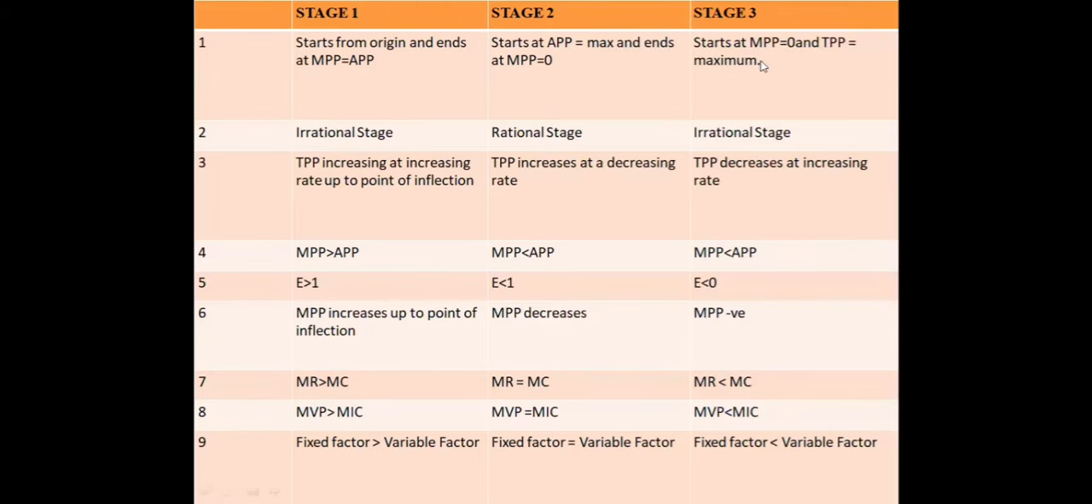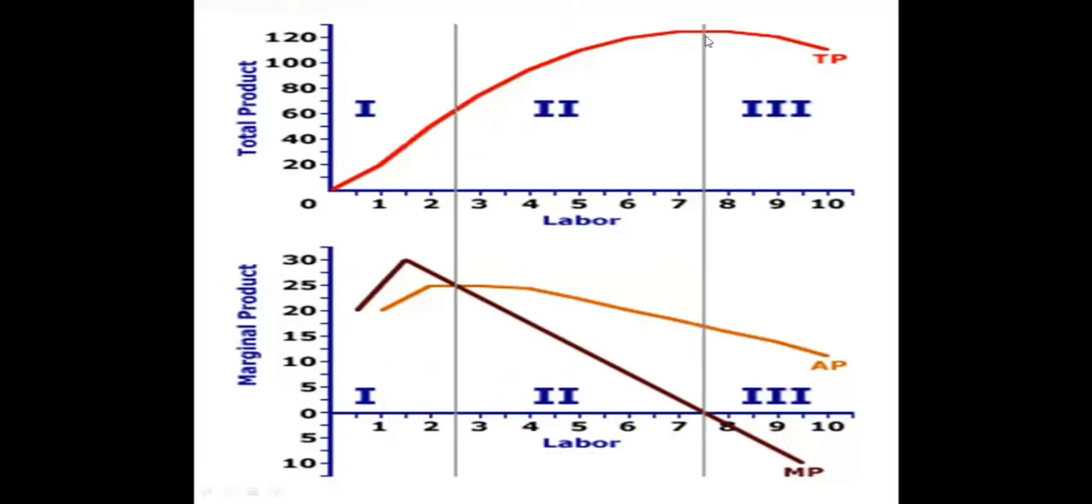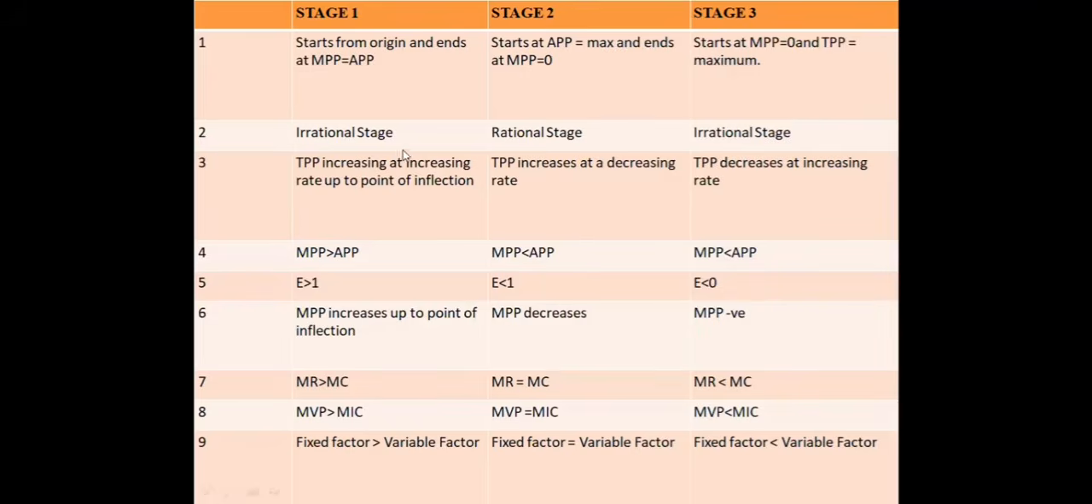Next, stage 3. Stage 3 starts where MPP equals 0 and TPP is maximum. See, TPP here is maximum and MPP is 0. From this point onwards, stage 3 will start. Second point, stage 1 is the irrational stage. Stage 3 is also an irrational stage, but stage 2 is called the rational stage. Rational stage means this is the stage where the producer prefers to do the production. Why this is rational and the other two are irrational, we will discuss a little later.